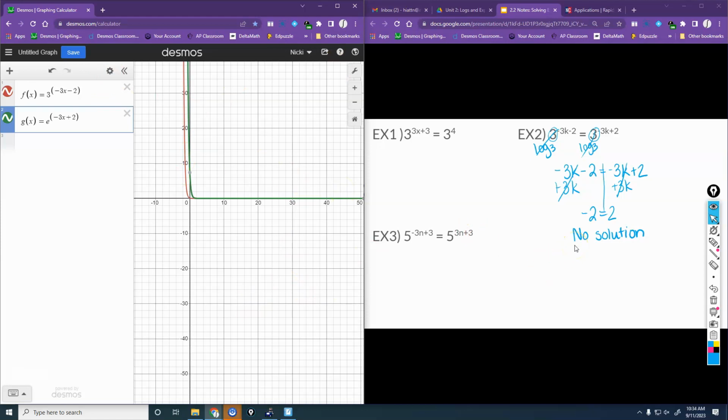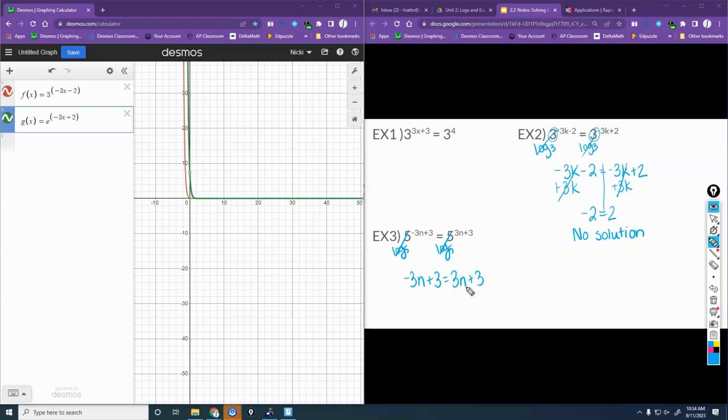All right, so let's try number 3. Drew, what are we going to have to do? Cancel out the 5s, because we're going to do log base 5 on this side. Gets rid of it. Log base 5 on this side. We'll get rid of the base, and I'm just left with the exponents. Negative 3n plus 3 equals 3n plus 3.